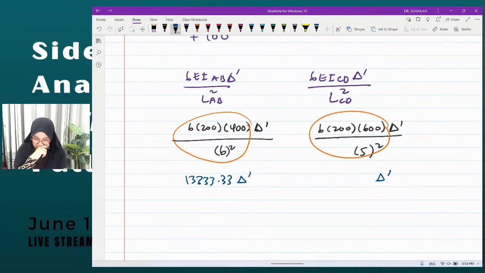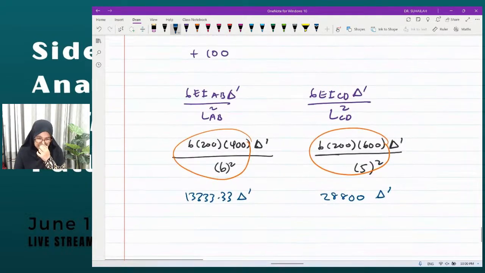Calculate also 6 times 200 times 600, divided by 25, which is 5 squared. The answer is 28800.